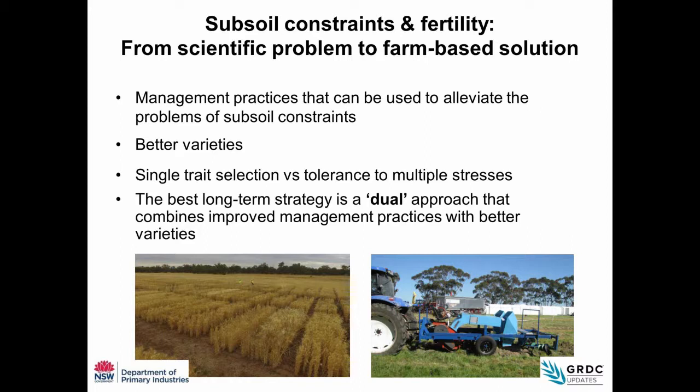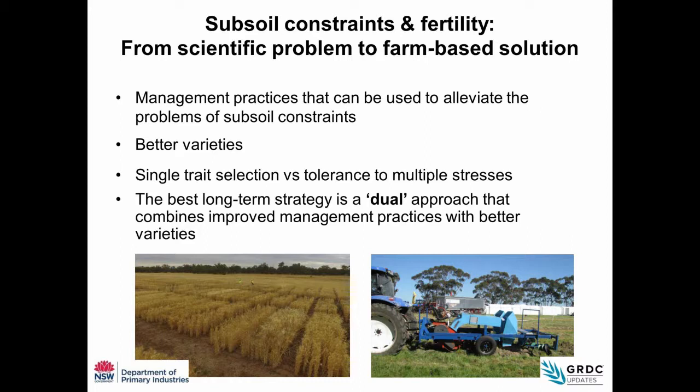And with varieties, over the last couple of decades, a lot of good research has been done on aluminium toxicity and salinity. However, if you remember the slide I showed you before, it's a complex issue. If we just breed a variety for one single trait, it's often problematic, because if we have 2 or 3 different stresses happening at the same time, we need a variety which has tolerance to multiple stresses. And in the long term, the best strategy is a dual approach that combines management with better varieties. And that is just the platform of what I want to go through.